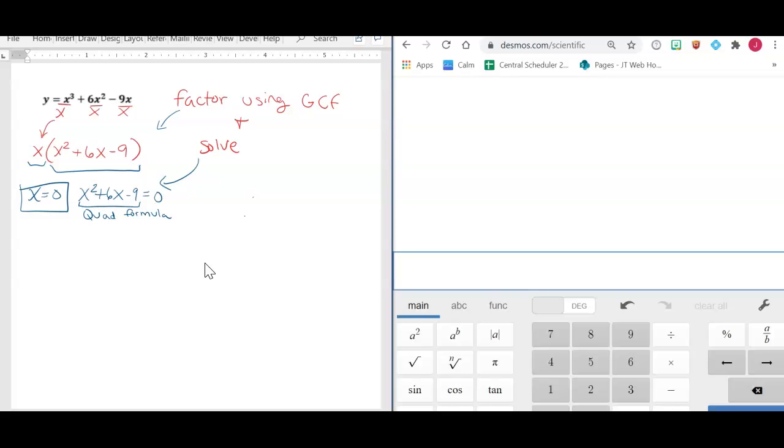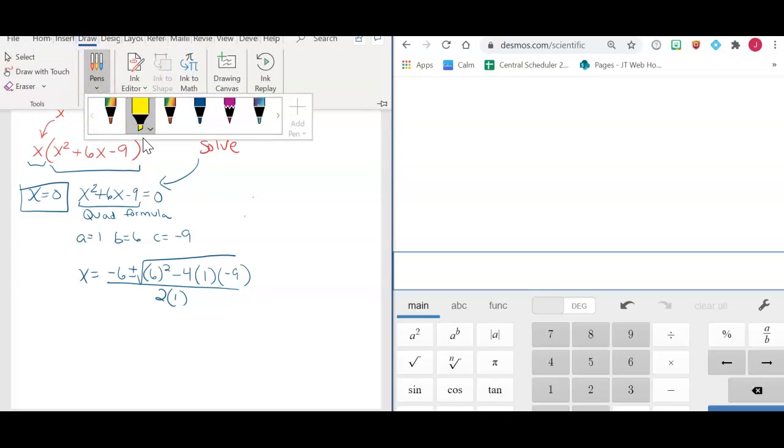So we're going to label our A as 1, B as 6, and C as negative 9. So I'm going to plug this into the quadratic formula. X equals the opposite sign of B, negative B, so negative 6, plus or minus the square root. First parentheses B, so 6 squared, minus 4 times the A value, which is 1, times the C value, which is negative 9. Make sure you bring that sign with it. And then 2 times the A value, which is 1.